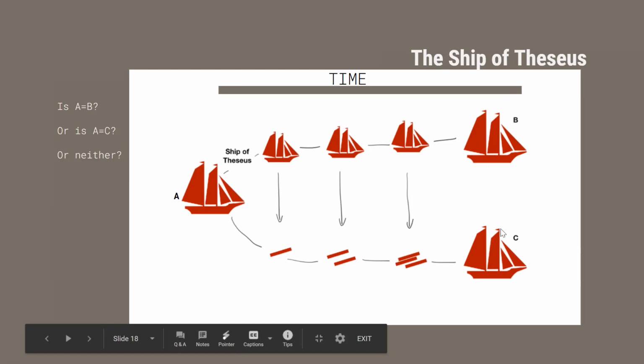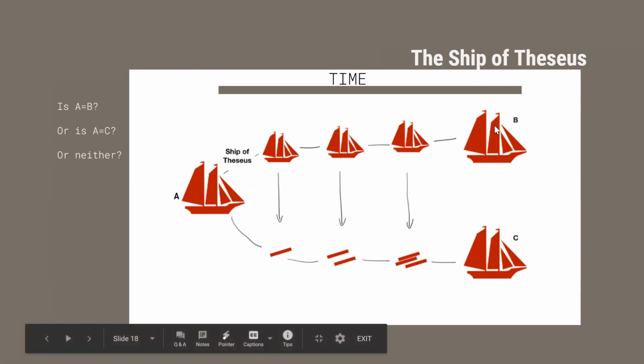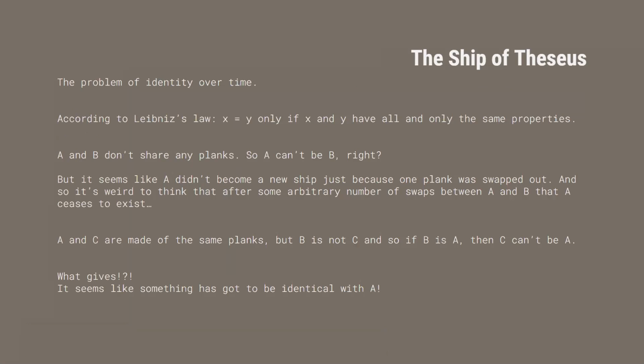But it can't be that A is identical with C and that A is identical with B, because if that's true, then A, B, and C are all exactly the same ship. And that's crazy. So, how are we supposed to answer this? Well, it's a problem of identity over time. You can think about it with respect to ships, you can think about it with respect to persons, you can think about it with respect to anything.